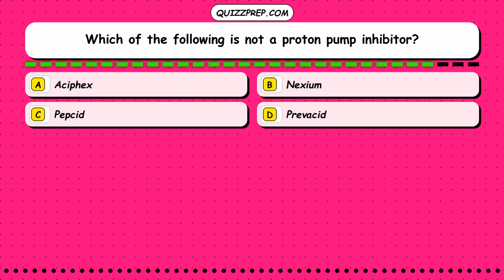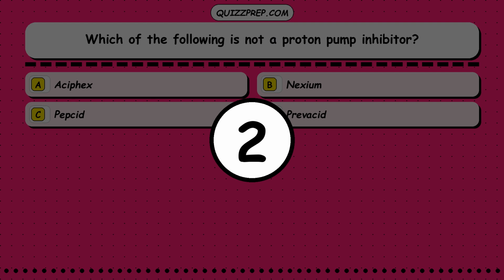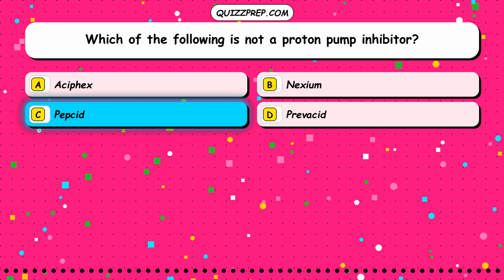Question 120. Which of the following is not a proton pump inhibitor? Option A, Aciphex. Option B, Nexium. Option C, Pepcid. Option D, Prevacid. The correct answer is option C, Pepcid.